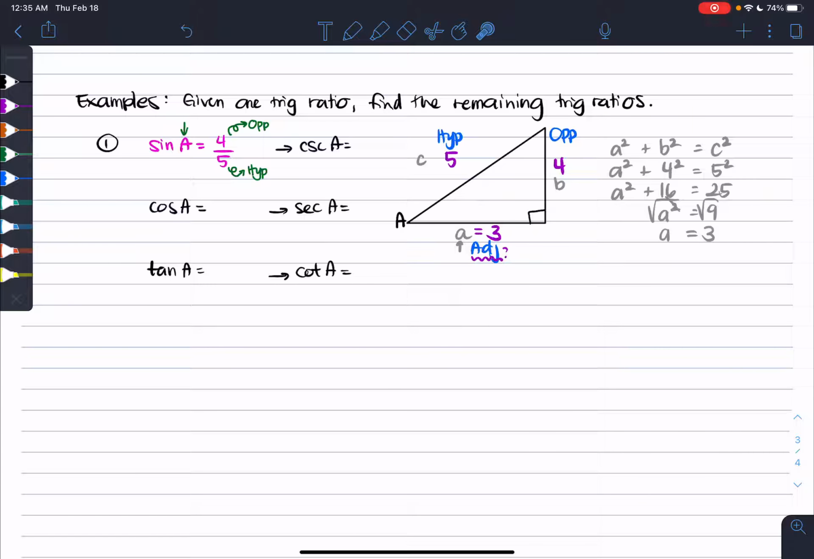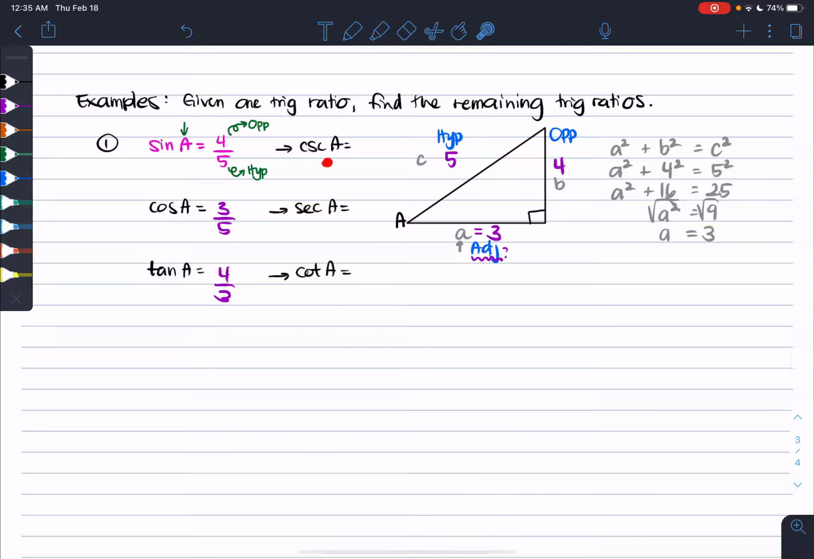Now we have our adjacent. We've got our opposite and our hypotenuse. So we can figure out cosine of A, which is adjacent over hypotenuse, or 3 over 5. And tangent of A is opposite over adjacent. So this gives us 4 over 3.